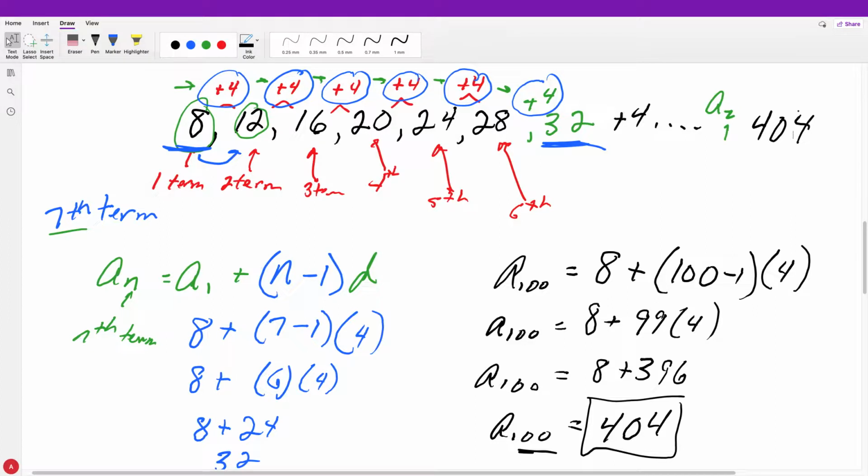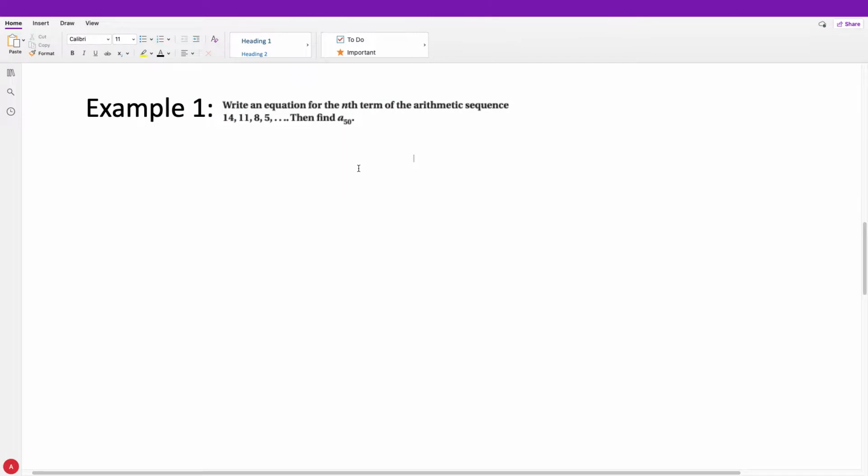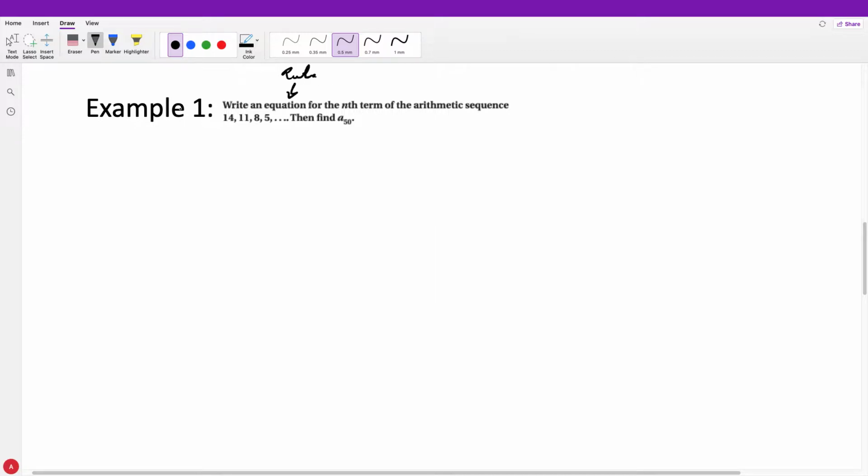All right, so I'm going to give you another sequence. I'm going to create one more rule, and then that will be it for this video. This is the last one that we're going to do. It says, example 1, write an equation for the nth term. So it means we're finding a rule for the nth term of the arithmetic sequence.